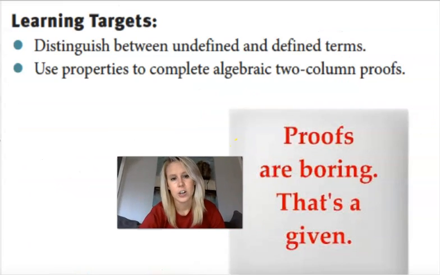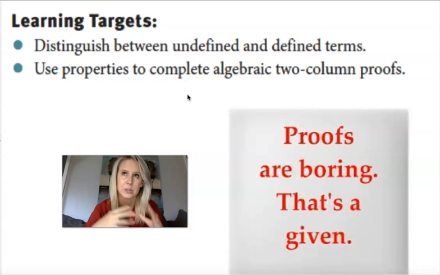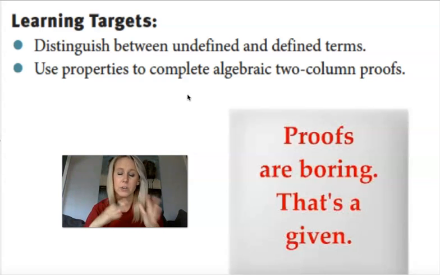But again, our learning targets were to distinguish between undefined terms and defined terms. So again, undefined terms are those basic things that we take as true: a point, a line, and a plane. Defined terms are geometric vocabulary words that we can create based on the undefined terms. And again, use properties to complete algebraic 2-column proofs, which is mainly what you're going to practice on next.